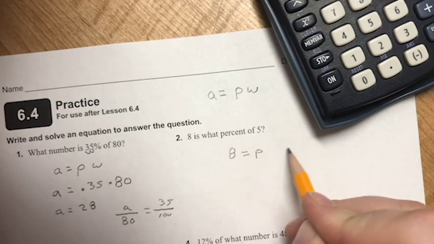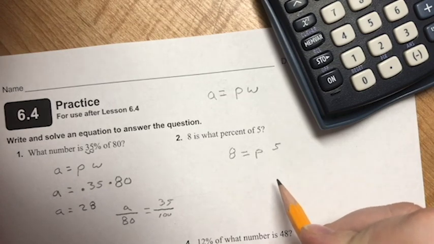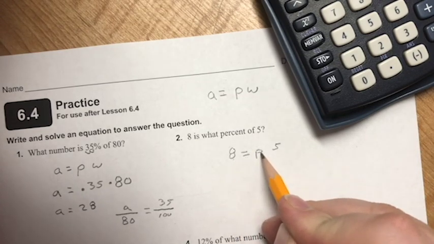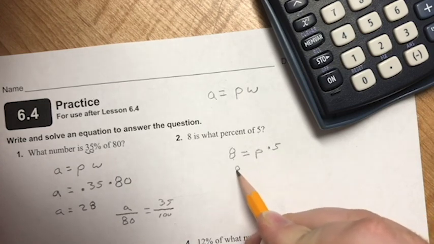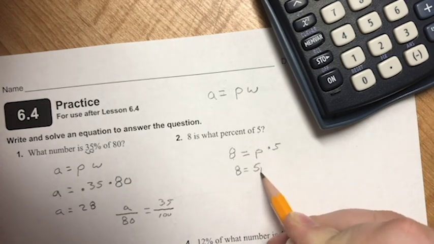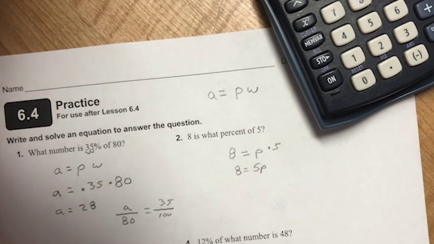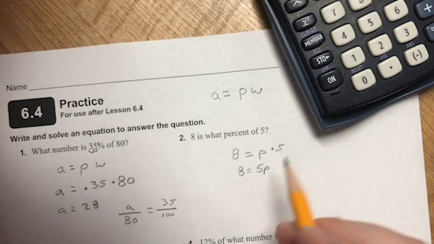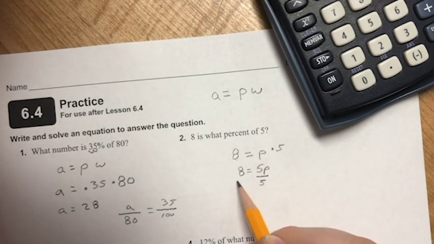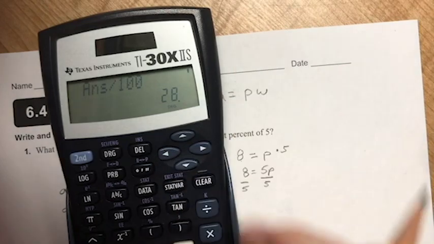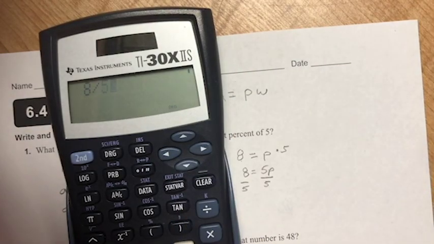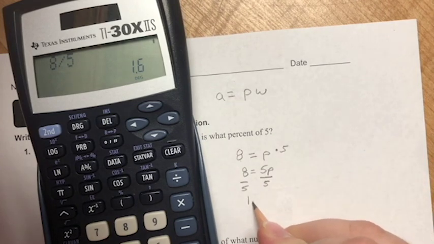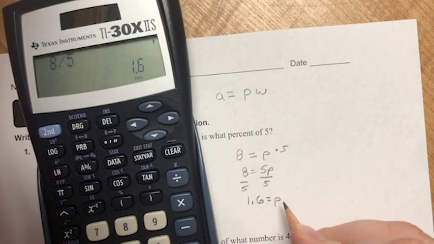It says "of 5." So that right there would be my whole. Now that I have that, I'm going to simplify this. 8 is equal to P times 5. We can rewrite that to say 8 is equal to 5P. And now we have to remember how to solve equations by dividing by 5 on both sides. When I do, 8 divided by 5 gives me 1.6. So 1.6 is equal to P.